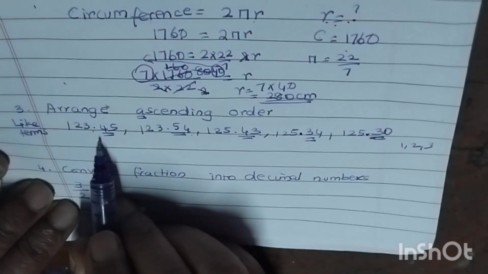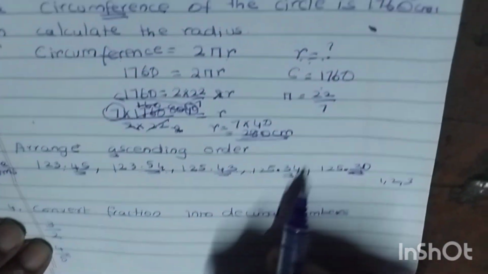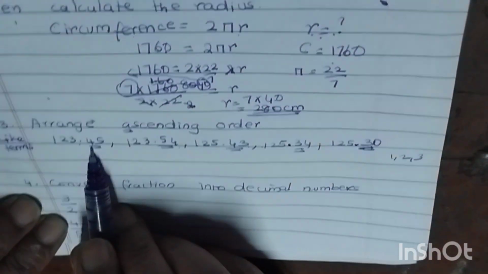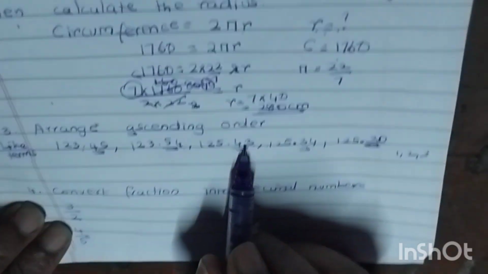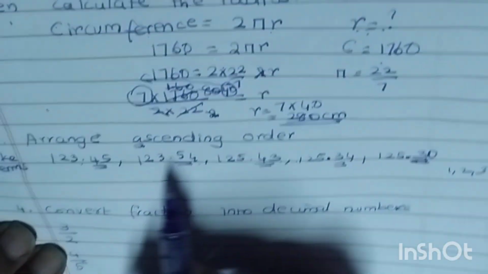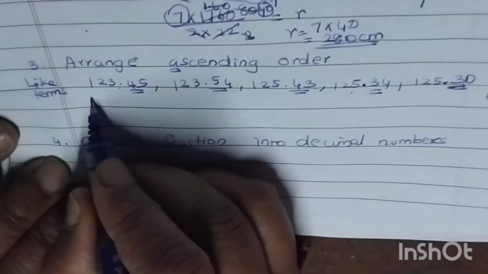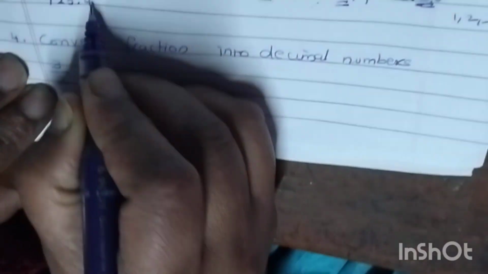So now let's see which is the smallest number. Yes, 0.30, because you have 0.45, 0.54, 0.43, 0.34 and 0.30. Everywhere you have 120. Yeah, we have 123 also. We have 125 also. So the smallest number is 123.45.